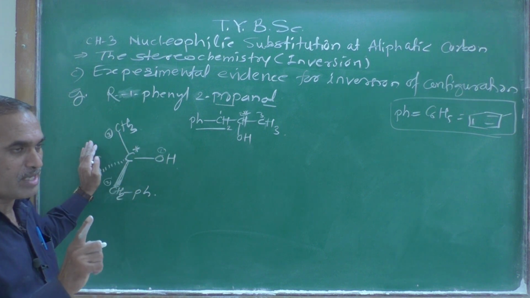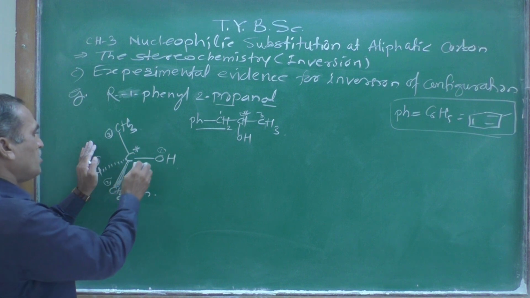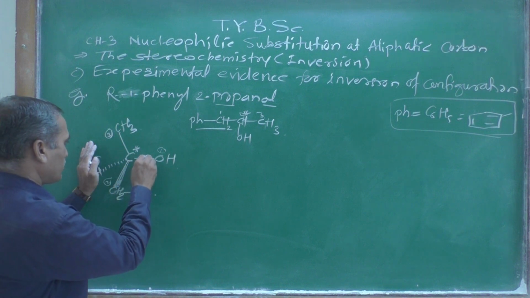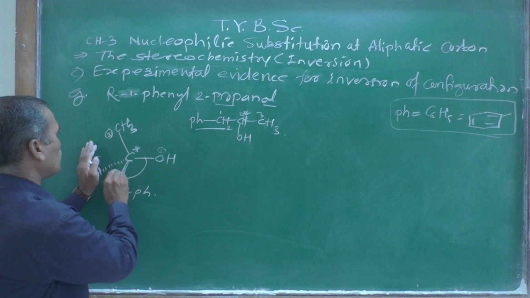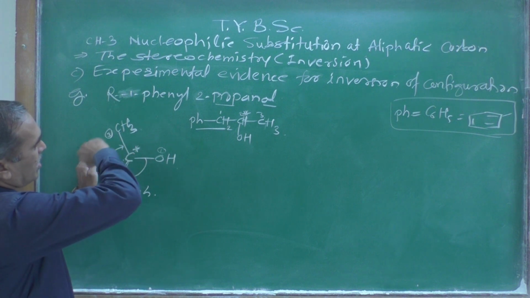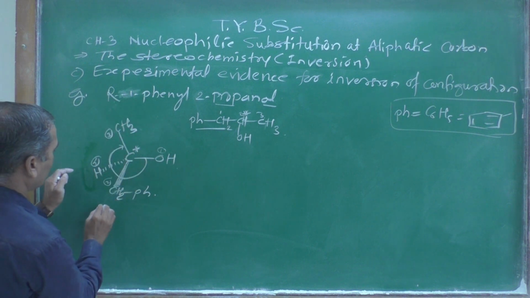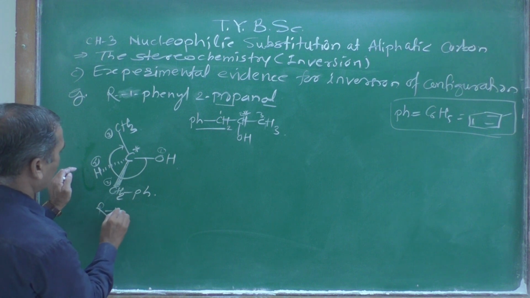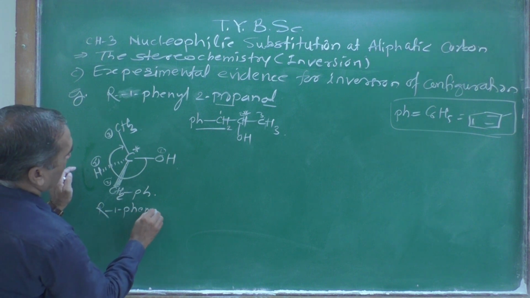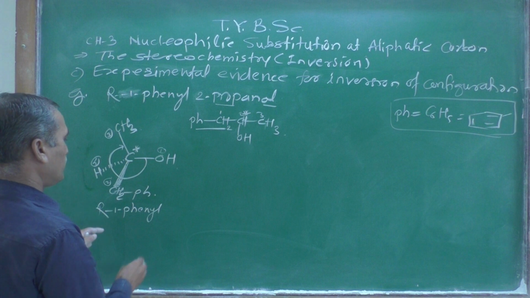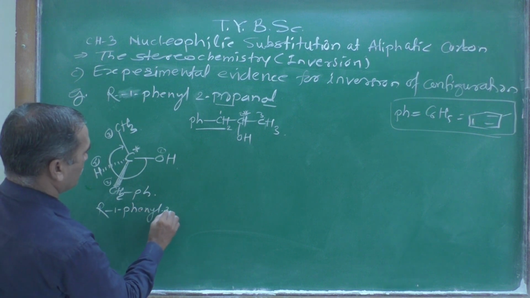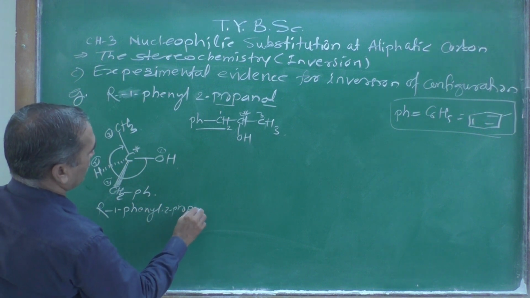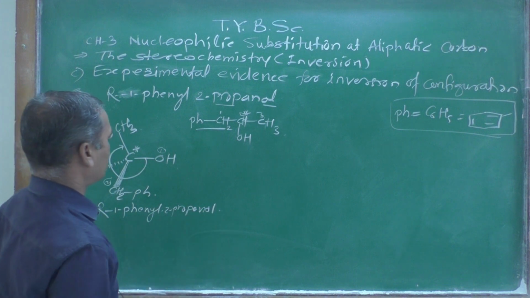Remember, while showing an R or S configuration, rotation: start from 1, 2 to 3, that is an R configuration, and therefore it is R-1-phenyl-2-propanol. So this is the first compound.